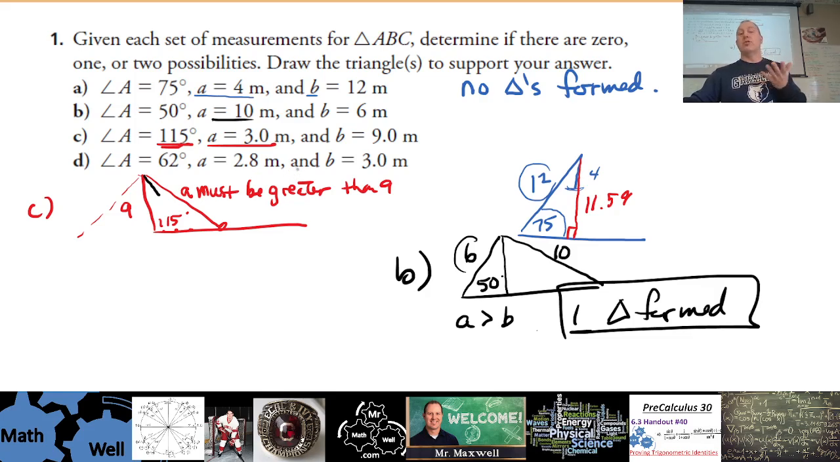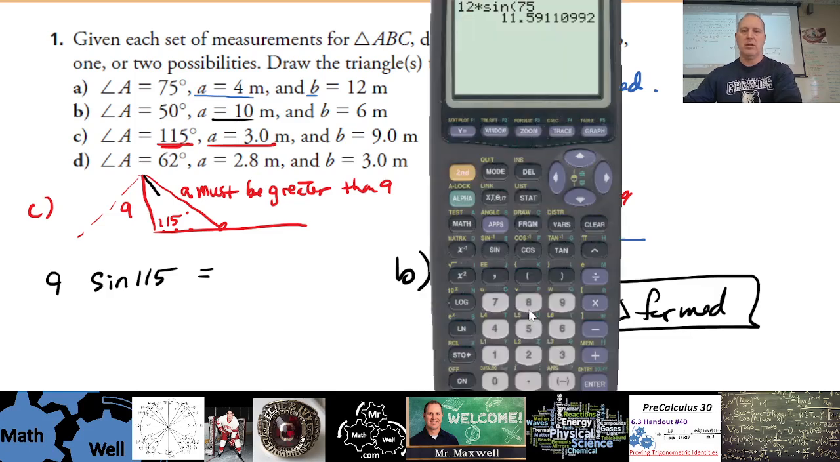Yeah, this wasn't on the chart. But let's check. What does b sine of 115 give? What is 9 times sine of 115? This is probably not going to help us, but let's just check. Okay, that's going to give us 8.15.